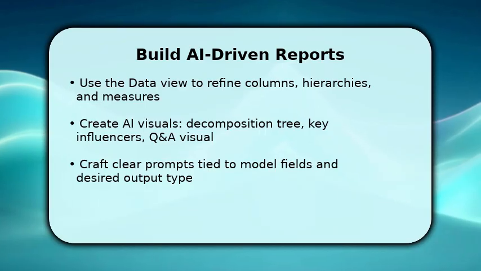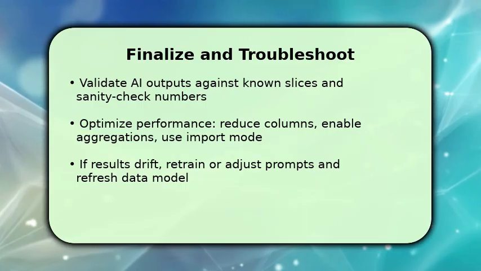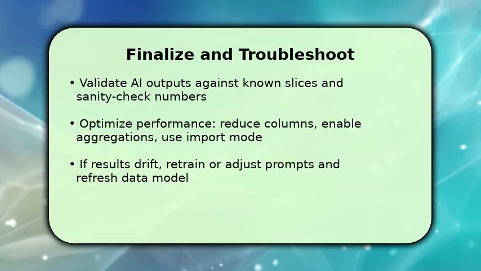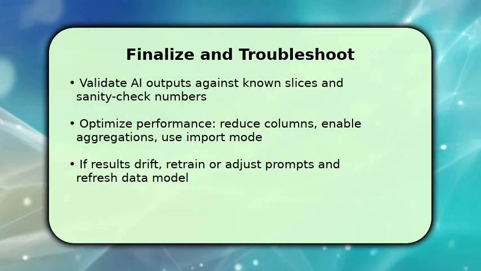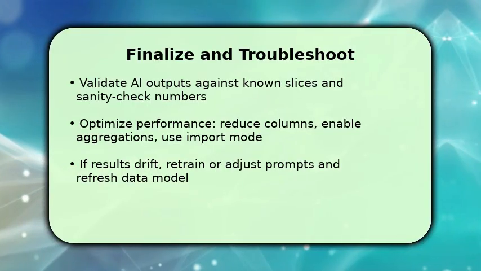To complete the workflow, validate AI-generated findings by testing known segments and cross-checking totals. You must trust the numbers before sharing. Once validated, optimize performance. Trim unused columns, prefer import or aggregated tables, and use incremental refresh.